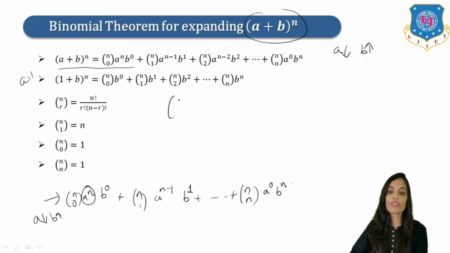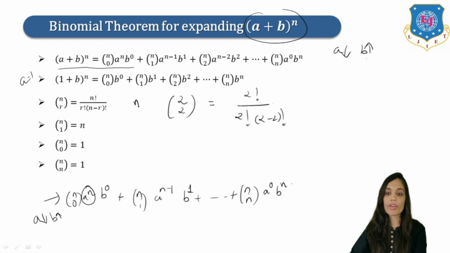Suppose we want to find 2c2, right? So using this formula, it will be 2 factorial upon 2 factorial into 2 minus 2 factorial, because here the value of n is 2, r is also 2, right? So what is 2 factorial? 1 into 2. Again, 2 factorial is 1 into 2. This will go to 0 factorial. And the answer of 0 factorial is what? 1.